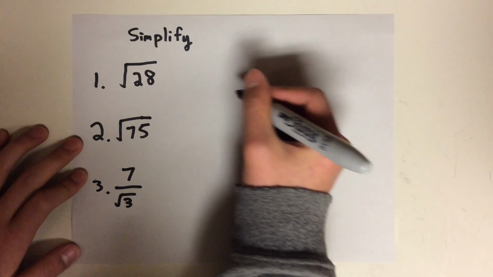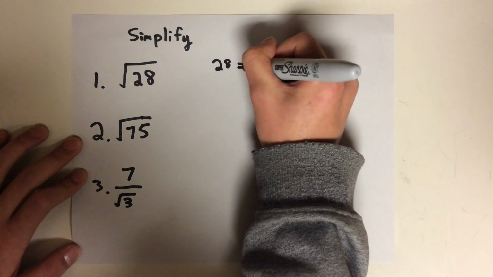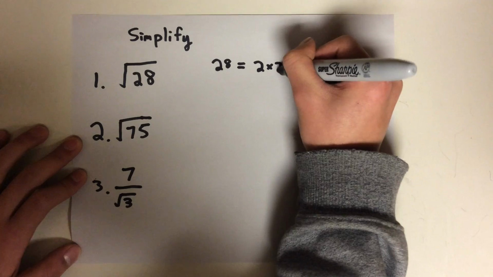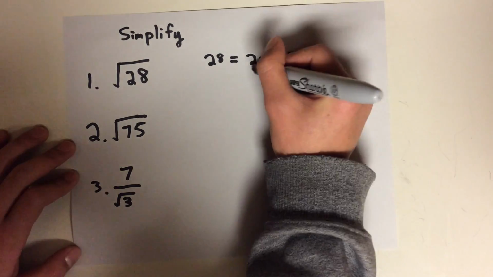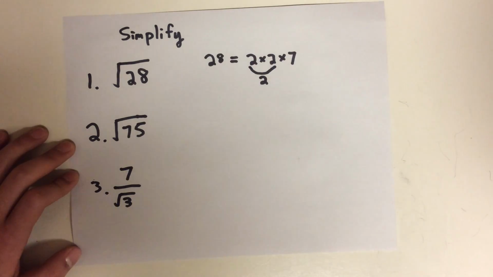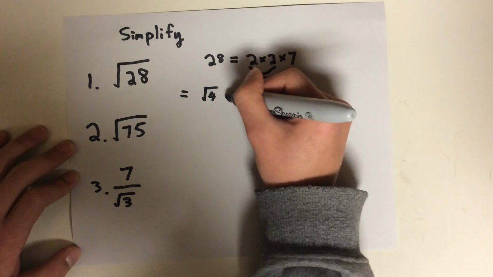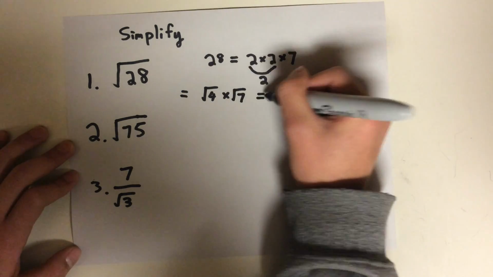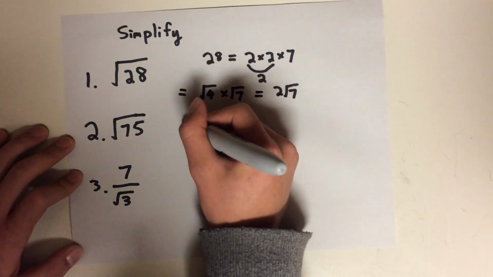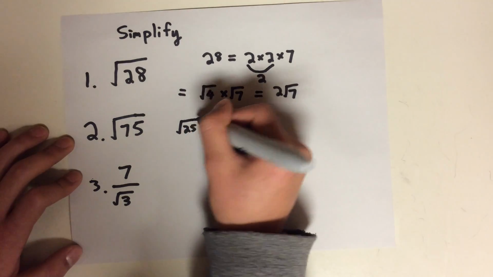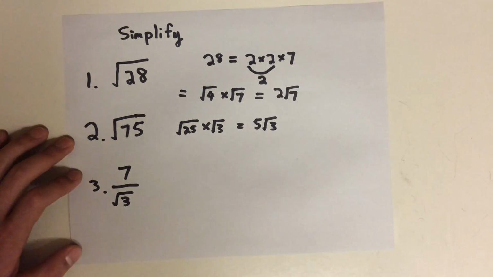Okay, time to simplify. Let's start with root 28. Now, we always start with the prime factorization. The prime factorization of 28 is 2 times 2 times 7. Since we know that 2 times 2 is a perfect square, we can express this as root 4 times root 7. But since root 4 is 2, we get 2 root 7. Okay, now to go to the second question. Root 75 is root 25 times root 3, which is eventually 5 root 3.